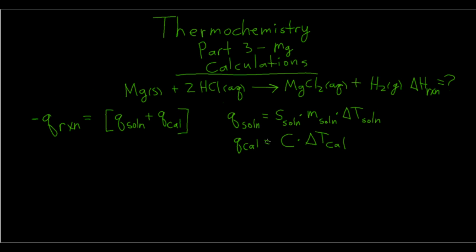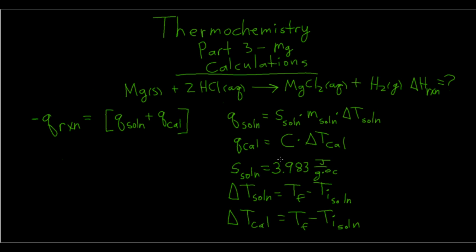And Q of the calorimeter is the same calorimeter constant that you measured in part 1 times the change in temperature of the calorimeter. So the values you plug in here: specific heat capacity of the solution, you should take as 3.983 joules per gram degrees Celsius. The change in temperature of the solution is the final temperature, which you get from a graph I'll show you in a different video, minus the initial temperature of the solution, which you measured in the lab.